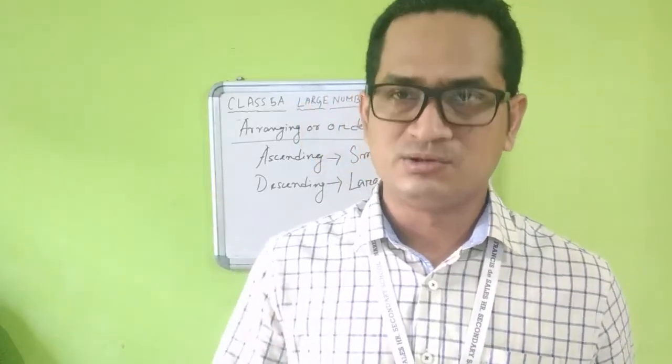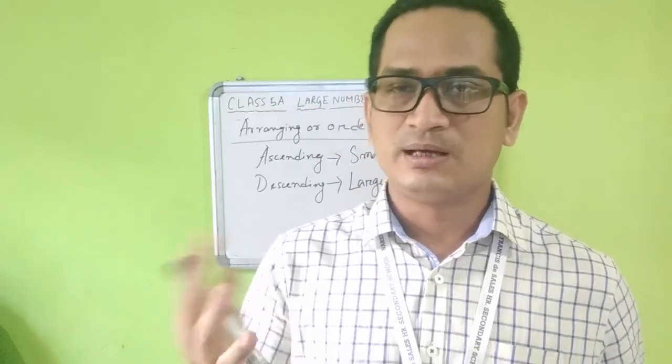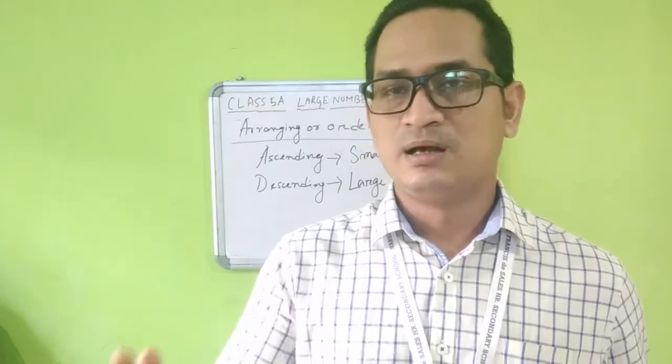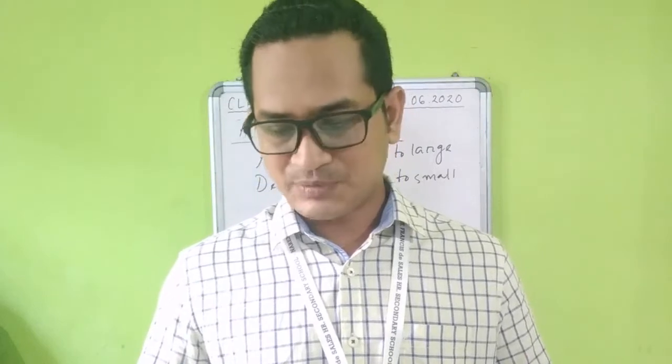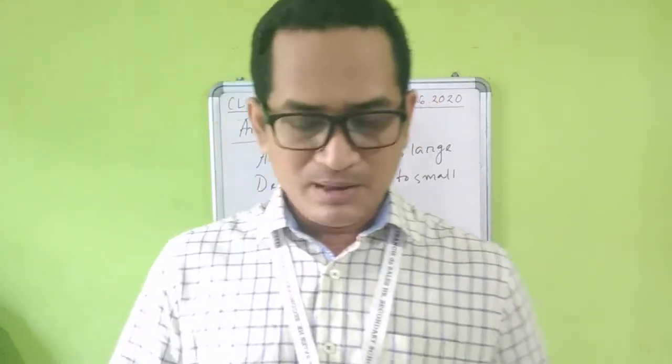Only the thing is that the numbers will be large this time. That means the numbers will be 7 digit, 8 digit, 9 digit numbers. That type of numbers will be given to arrange in either ascending or descending order. Fine. So let us see that in an example. Students, first go to page number 40. On page number 40, example number 2 is given.